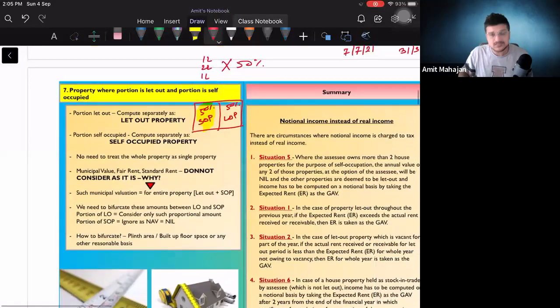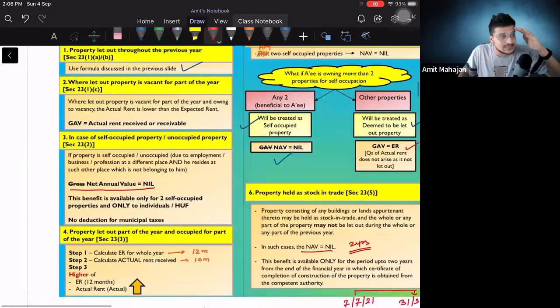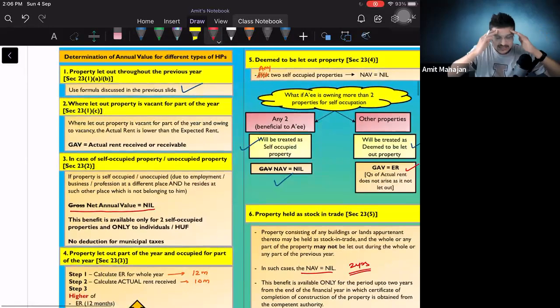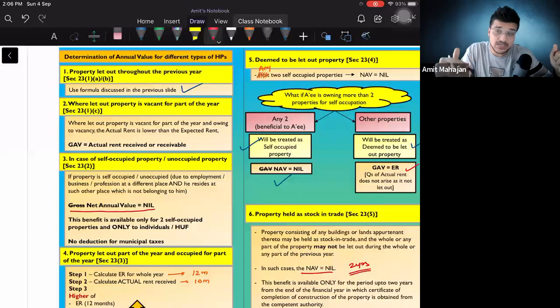Awesome. So these were the 7 situations which I want you to remember. Whenever any question comes on house property, first of all, you need to identify which situation I'm falling under. If I understand I'm falling under the second situation or third situation, only then will I understand how to think about GAV. If I'm falling under the second situation, then I first need to check whether the actual rent is lower than expected rent due to vacancy or not. So basically your thinking should go that way. That's why situation is very important to identify first of all, right.